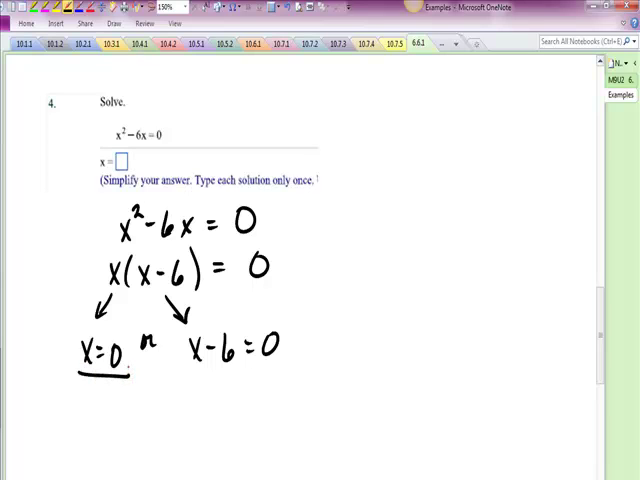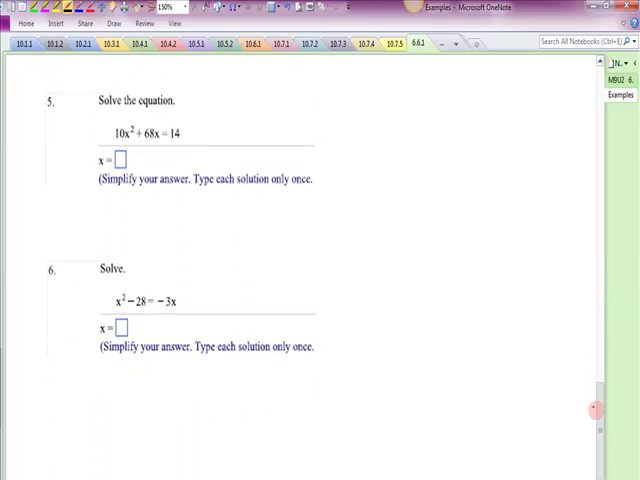X equals 0 is one of the answers. X equals 6 is the other answer. So my two answers are 0 and 6 in any order. Number 5.